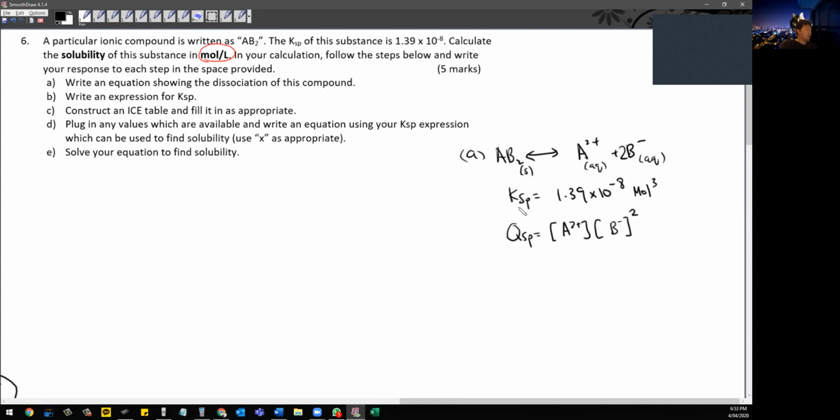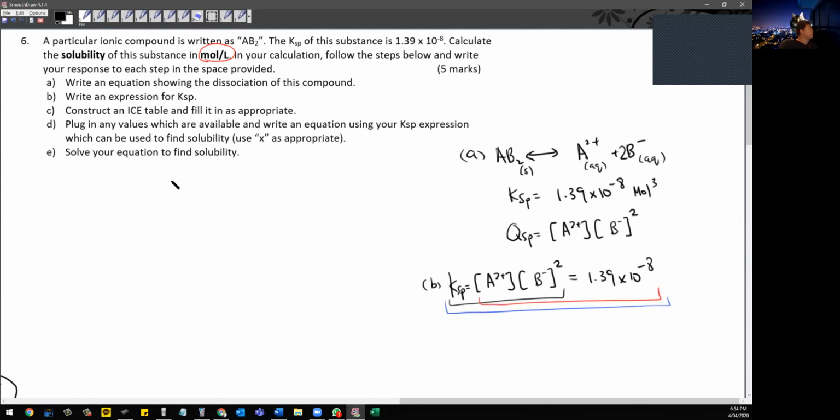So I guess they want you to do that one. Equals 1.39 times 10 to the power of negative 8, right? Maybe they want that, I don't know. So it could be two of this, or that, or all of this. Cool. C, construct an ICE table and fill it in appropriately.